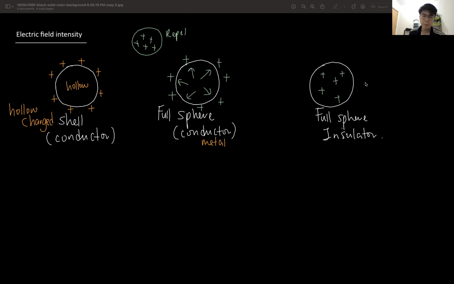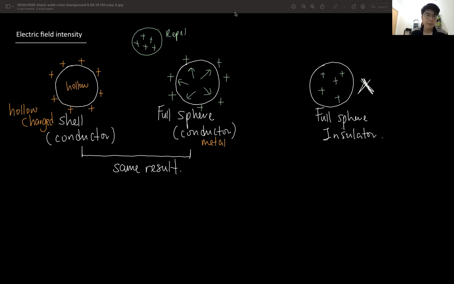In this section, we will not look at this one. And these two, they are actually the same thing, because they produce the same result. So whenever I say hollow charge or full sphere, they are actually the same result. What is the result here? The electric field of a sphere, you need to know this one, is how does it behave inside and outside?